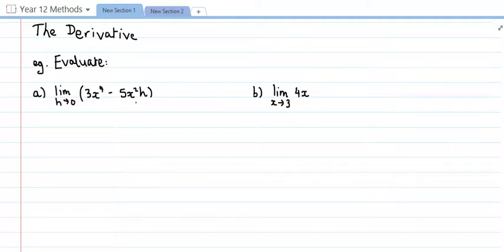And this is a really key idea in calculus, so in differentiation and anti-differentiation, and it really helps us a lot when we get into doing things like differentiating by first principles.